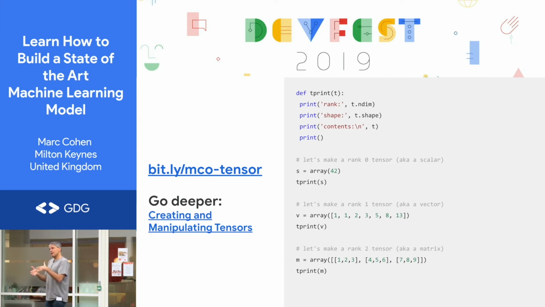A rank 2 tensor would be those vectors. And that would be a representation of all of you. Right now I would have a set of information that represented all of those features for everyone in this room.